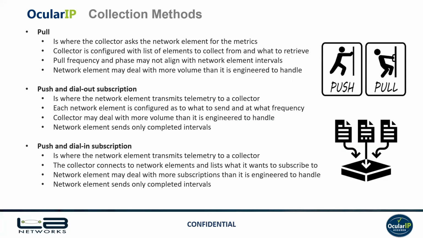The second method is the push method, which can be subdivided into dial-out and dial-in subscriptions. In the dial-out subscription model, it is up to the network element to transmit telemetry to the collector. It uses a distributed telemetry collection configuration, where each network element is configured with what to send, at what frequency to send it, and to which collector to send it to. This can be cumbersome when telemetry configurations need to change, as the change needs to be made on each network element. The main advantage of the method is that since it is up to the network elements to push, they can push only completed intervals. This eliminates the problem of phase and frequency alignment faced by the pull method.